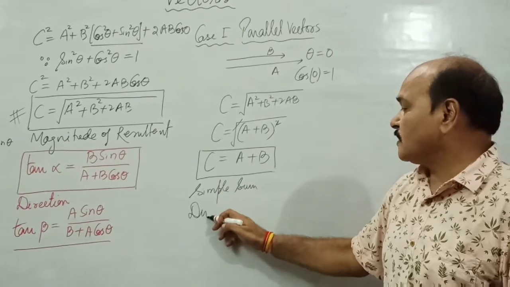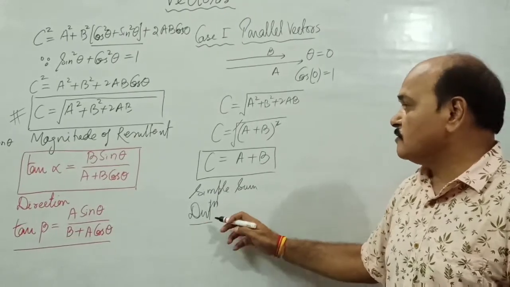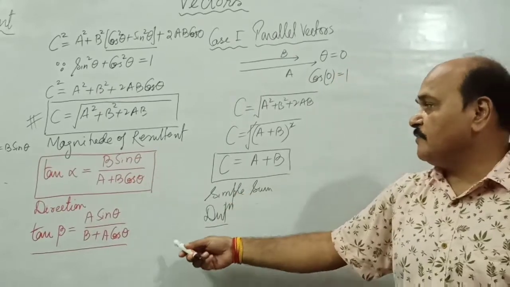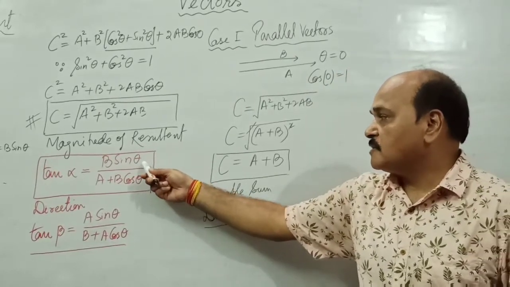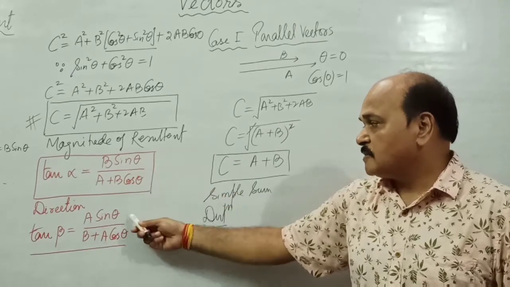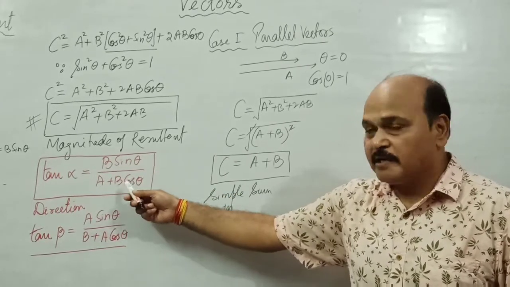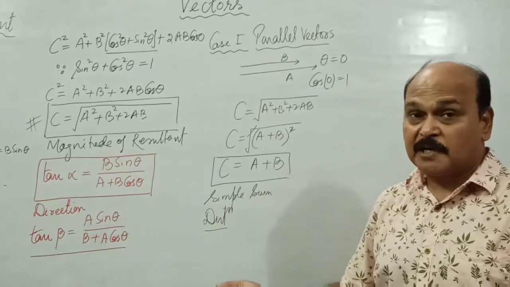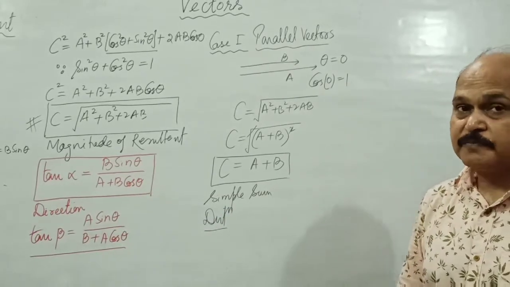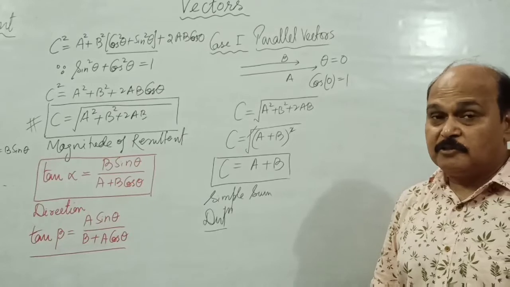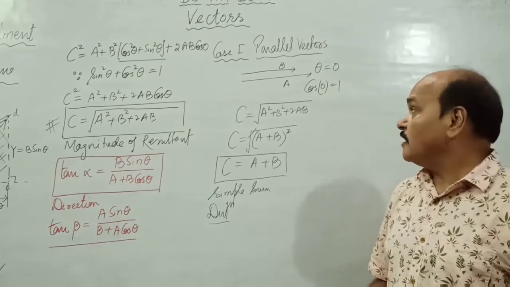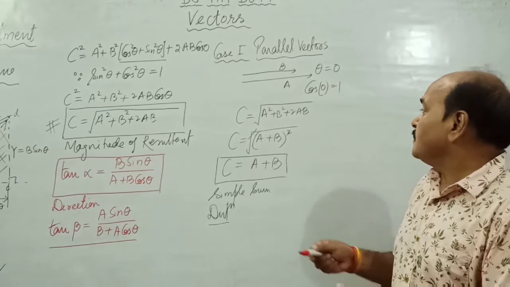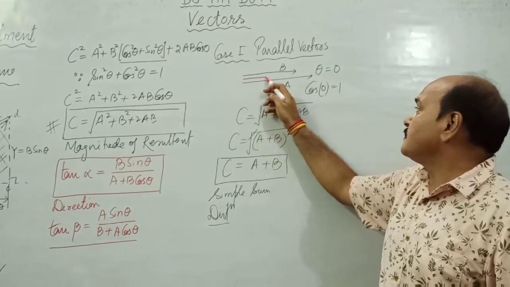If we find out the direction of the resultant, we use this formula or this formula, and in both the formulas, if we substitute theta 0, sin 0 is 0, so what do we get? We get tan alpha 0 or tan beta 0. That means alpha and beta are 0. Alpha, beta 0 doesn't mean that there is no direction. Alpha, beta 0 means the direction of the resultant is in the same direction as is the direction of A and B.